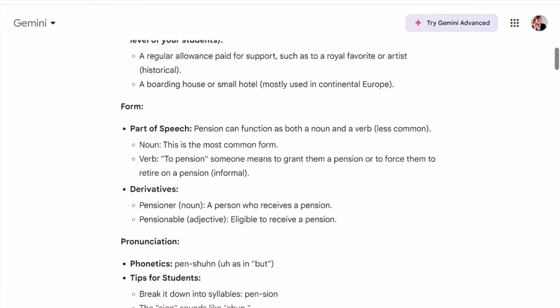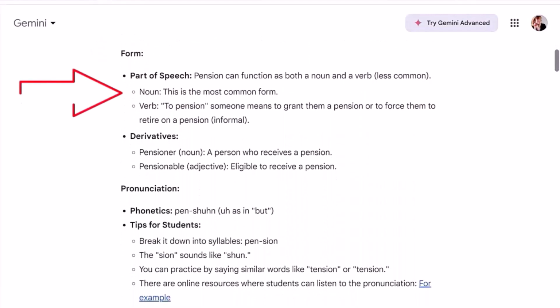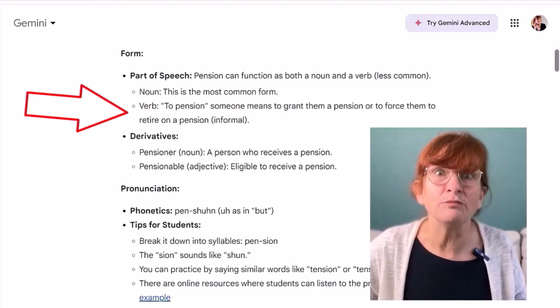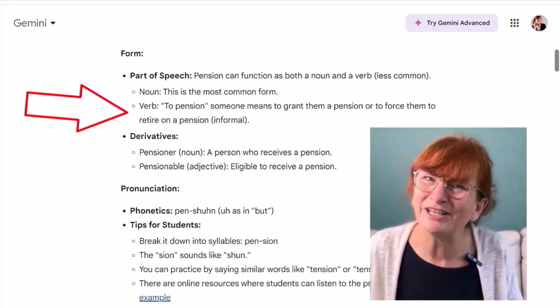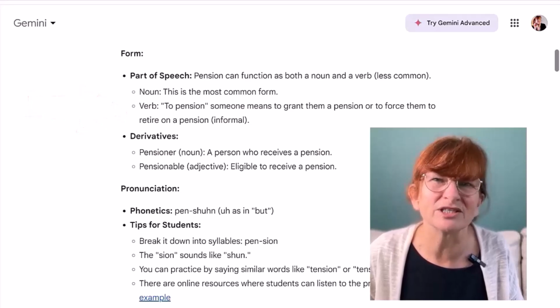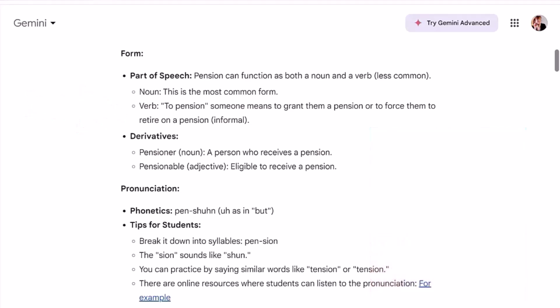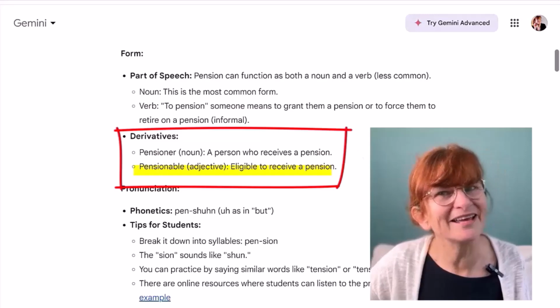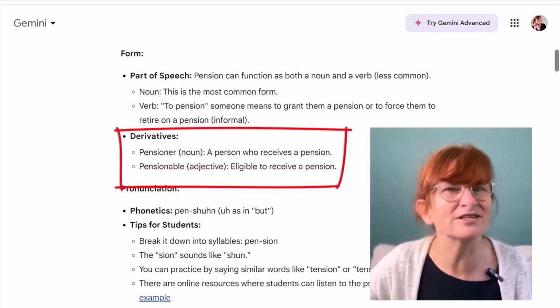In terms of the form, Gemini tells us that the noun is the most common form, and also gives us a verb form that I think is rather unusual. I can see "to pension someone off", but I think "to pension" is pretty unusual, and I wouldn't include it in a language analysis. Like the dictionary, it gives us related words: pensioner, yes, and pensionable. I think I'd only use that in the expression "pensionable age".